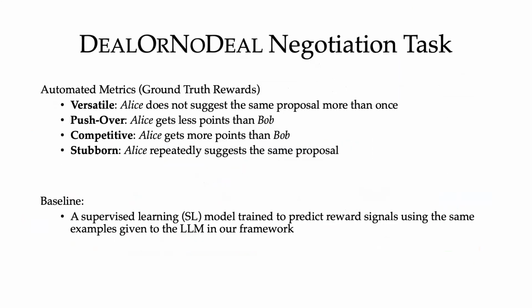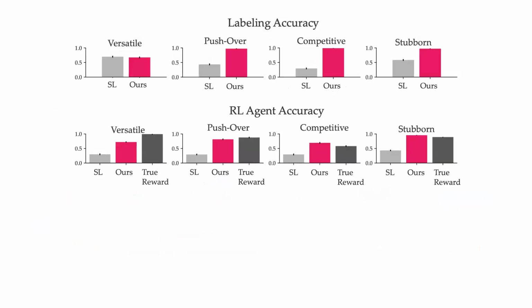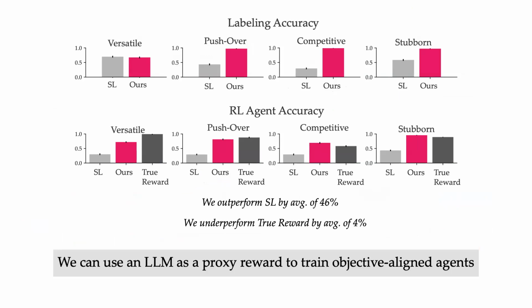And it turns out that in this negotiation setting, it works really well. So we looked at a number of properties like versatility, being pushover, being competitive, being stubborn, and so on. Across all of these properties, where we have access to the ground truth reward, we could show that using a large language model acts as an okay proxy. It actually matches the ground truth reward across these different settings.